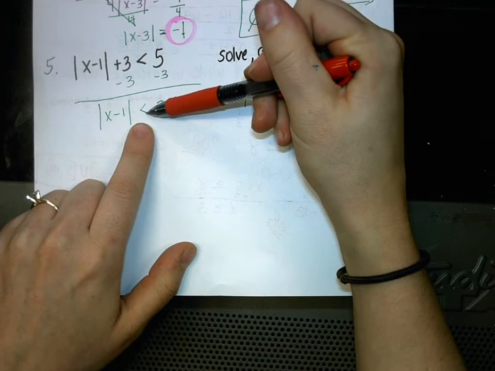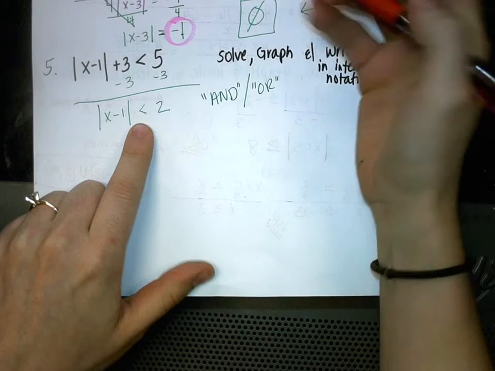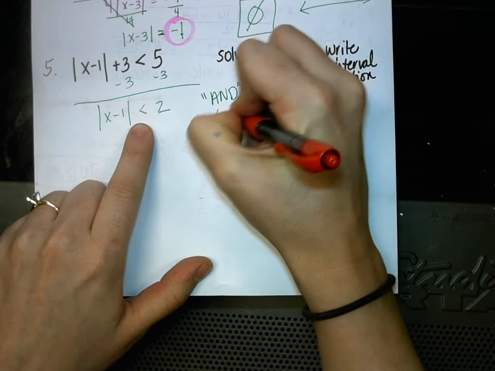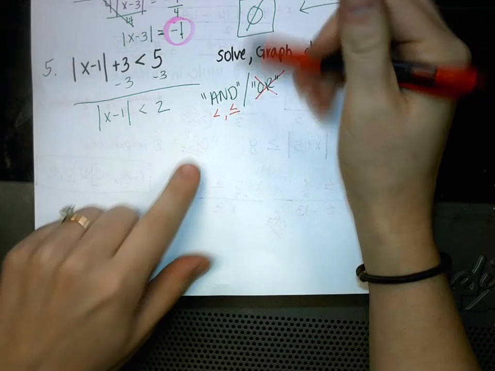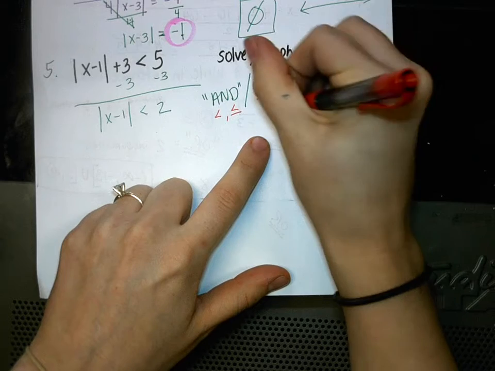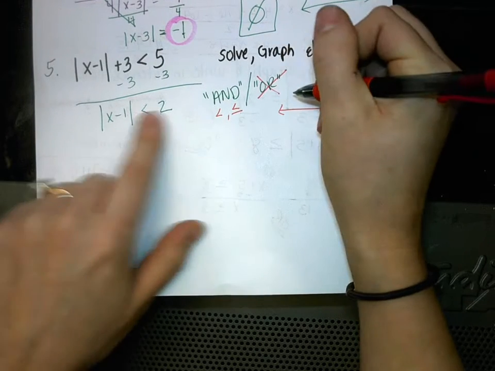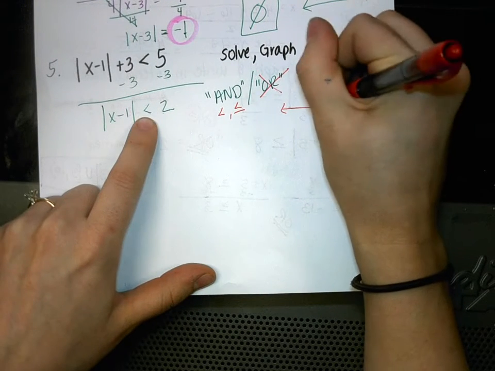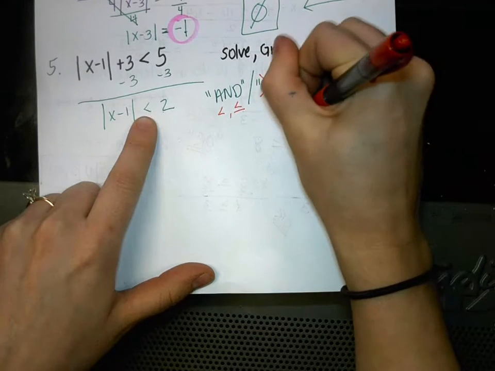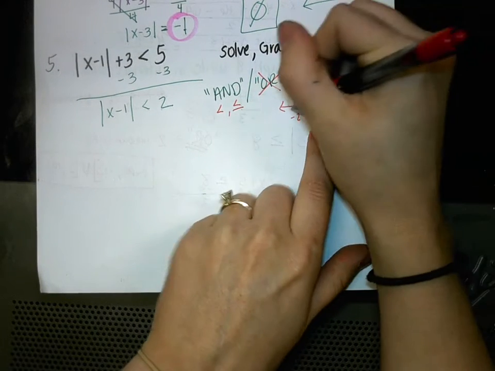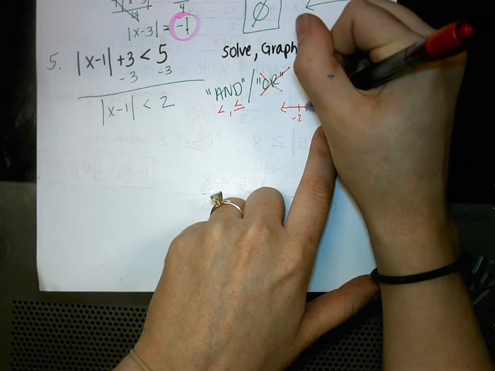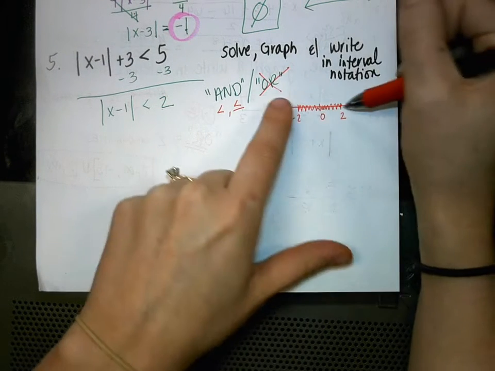This is not a greater than or equal to, so it's not an OR problem. It's a less than, because less than or equal to are AND problems. The reason for that is because my distance away from 0 is going to be 2 in each direction, either to positive 2 or to negative 2. All of my distances that are less than 2 away have to be on the inside, not on the outside.